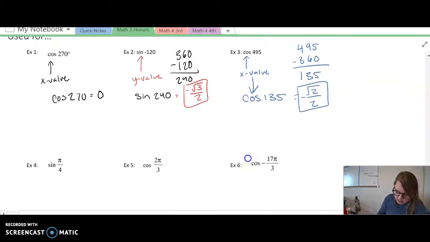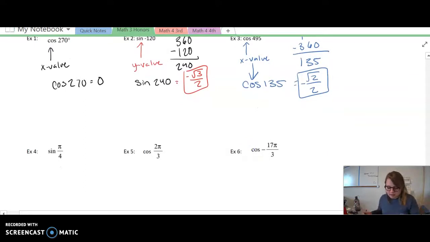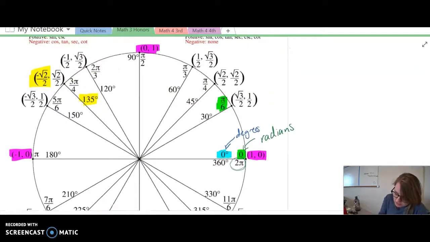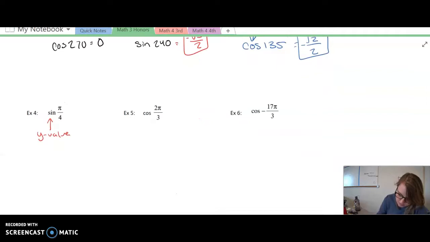Alright, so now we have this next part. We're going to be dealing with the radians. Okay, so it's going to be the same business, it's just going to be a little bit different. So, we have sine of pi over 4. So sine, just like before, this is my y value. And I don't have to alter pi over 4 in any way, so I'm going to go find it. So pi over 4 is found right here. And we're looking for sine, meaning our y value. So we have root 2 over 2. So sine of pi over 4 is root 2 over 2.